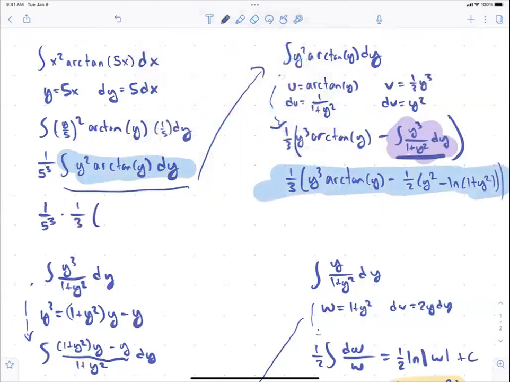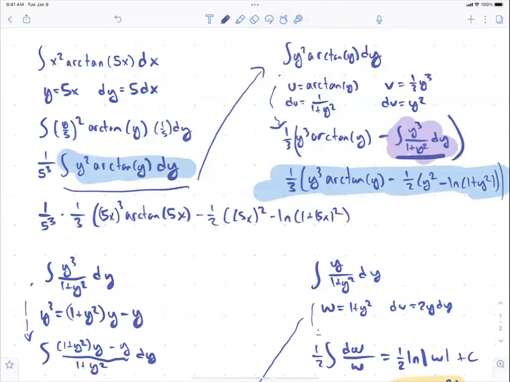So let me substitute everywhere y. So y cubed was 5x cubed arctan. So y was 5x, so arctan of 5x minus 1/2 5x squared minus ln of 1 plus 5x squared. Okay, and then of course I still have my plus c, which I forgot to carry along some of the way, but I got it here, plus c. And so this is the answer.